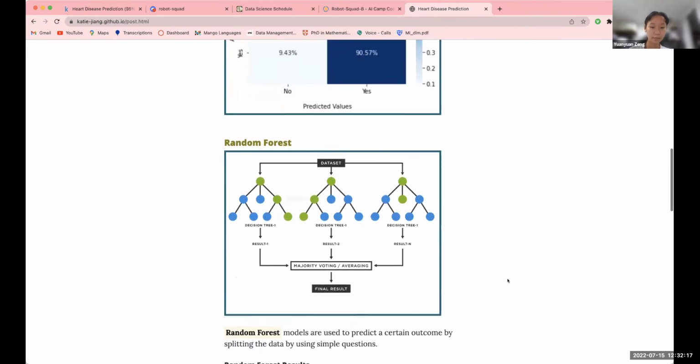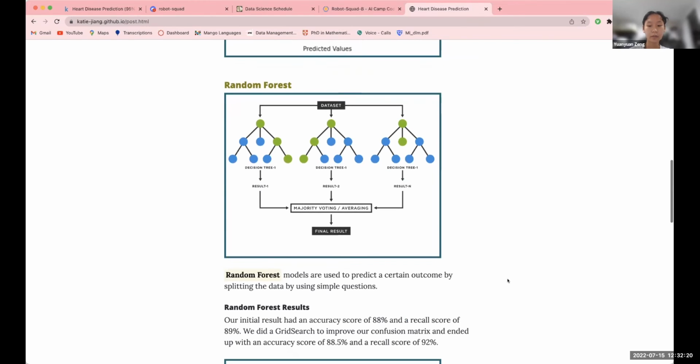And the second model, we chose the random forest. Random forest models are used to predict a certain outcome by splitting the data by using simple questions.